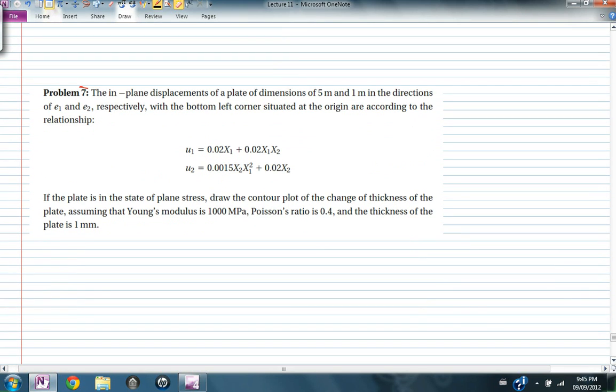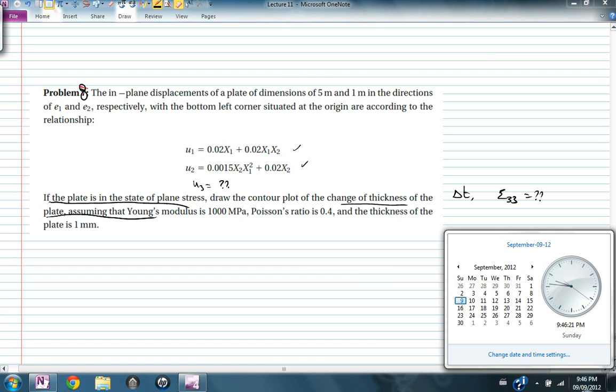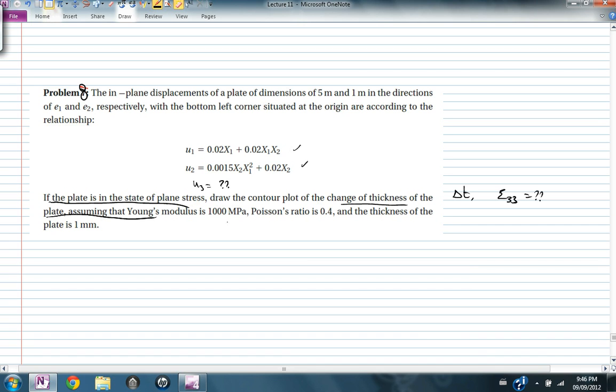Problem number 8. The in-plane displacement of a plate of dimensions 5 meters and 1 meters in the direction of E1 and E2 respectively is given using this relationship, assuming that we don't know what U3 is. We're just assuming that this plate is in a state of plane stress. We need to draw the contour plot of the change of the thickness of the plate, which means there is a U3, there is delta T, because there is epsilon 33. We know the Young's modulus is given, Poisson's ratio is given, and the thickness of the plate is given. Okay. So how are we going to do this problem?